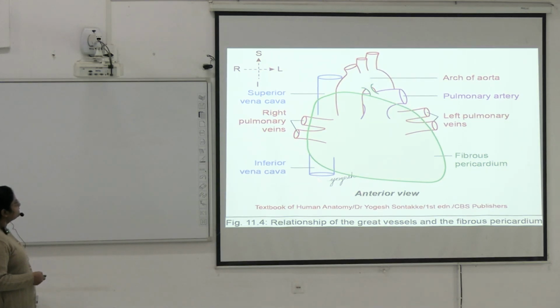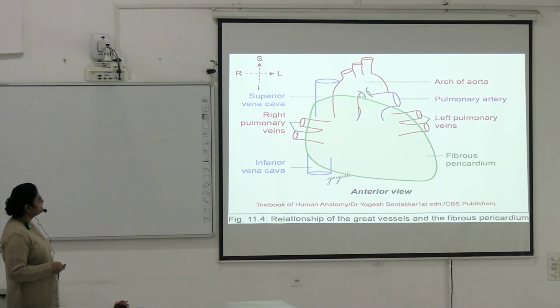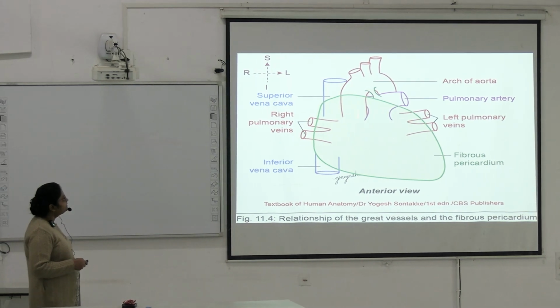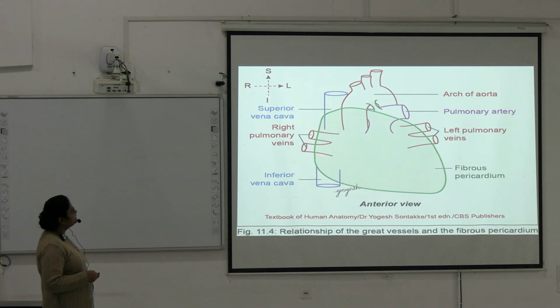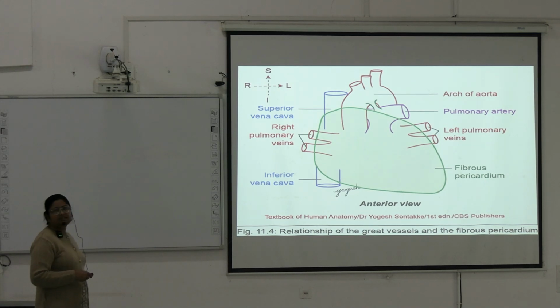See here the green layer, it is representing the fibrous pericardium, and you can see the roots of the great vessels. This is the ascending aorta. This is the pulmonary trunk, superior vena cava, inferior vena cava. These are the four pulmonary veins: two right pulmonary veins, two left pulmonary veins. You can see the roots of the great vessels are enclosed within the pericardium.